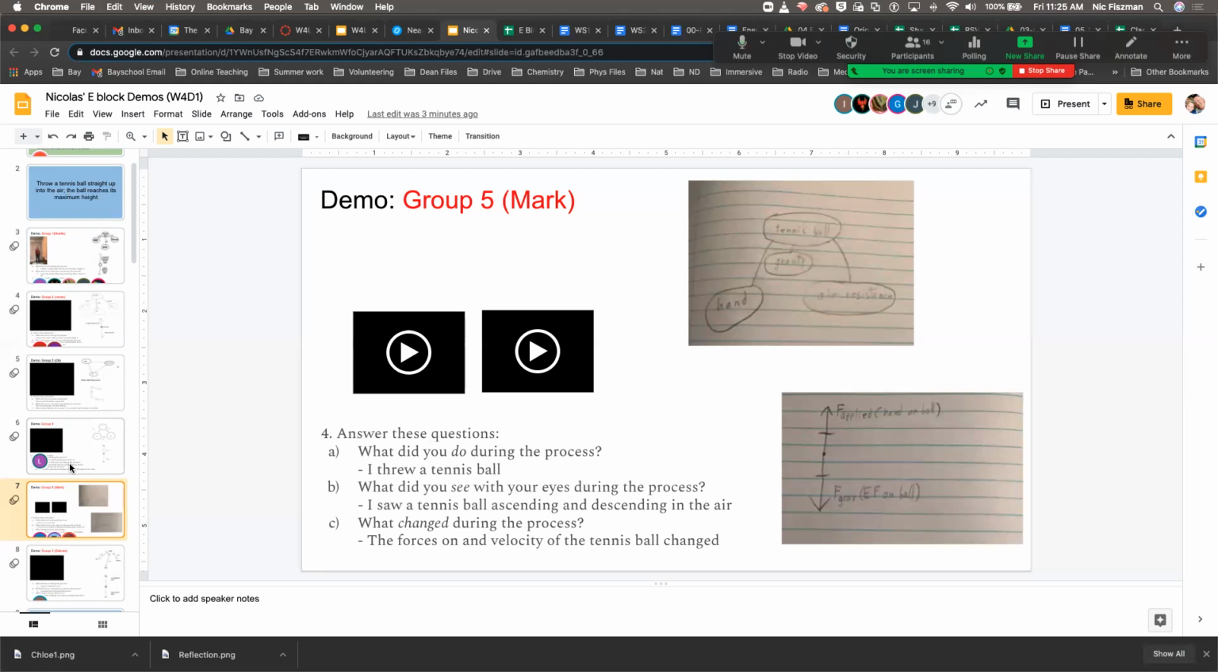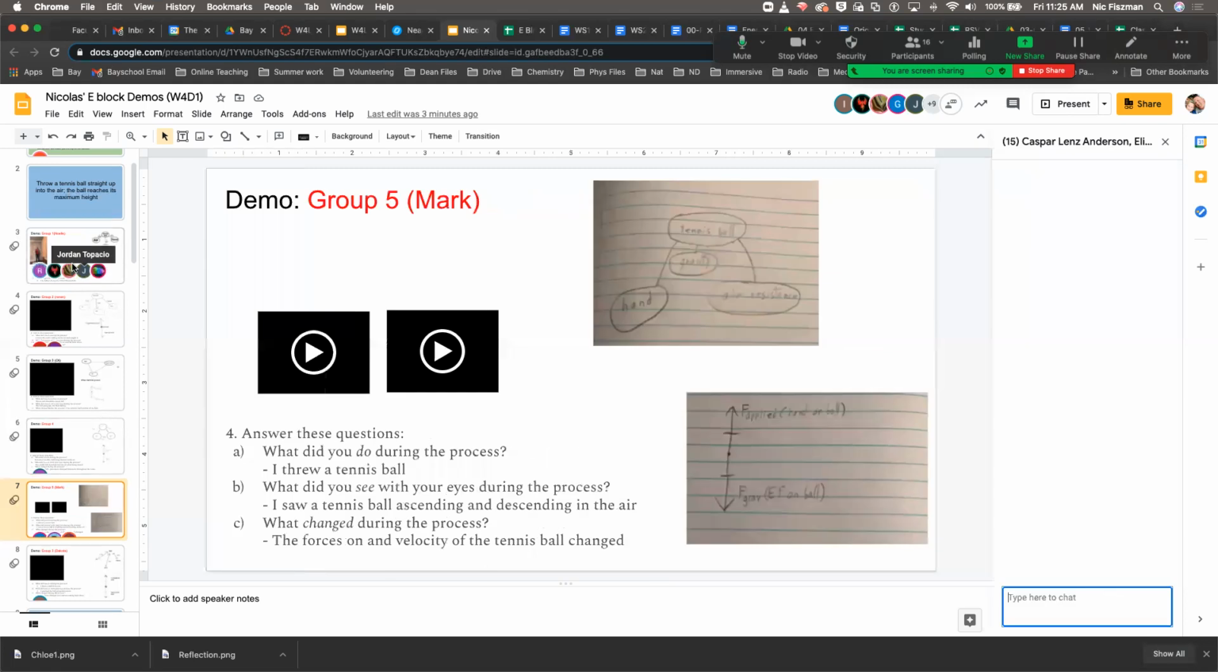So that's called the system. We're going to have a system boundary and decide where that is. And then finally, what changed during the process? If you look at the first slide, the forces changed and the velocity changed.